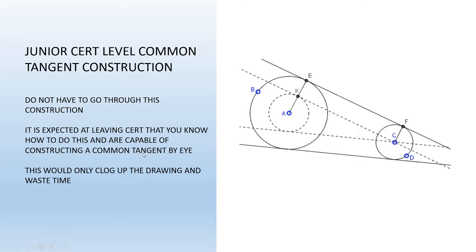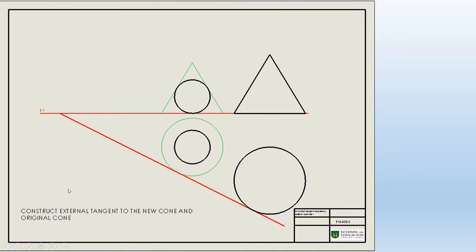So for the tangent, you would construct it as accurately as you can by eye. This will avoid wasting time and clogging up the drawing with unnecessary constructions. So here we have constructed our tangent by eye, giving us our horizontal trace of the plane. As I recommended earlier, you should use a different color pen to highlight this trace.